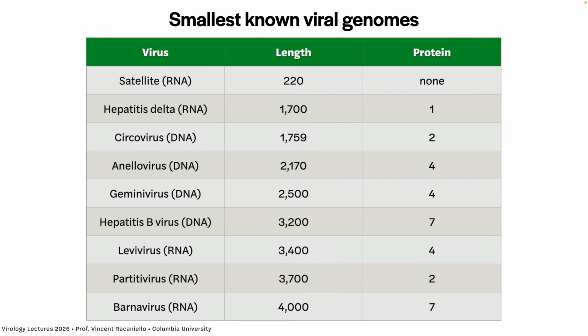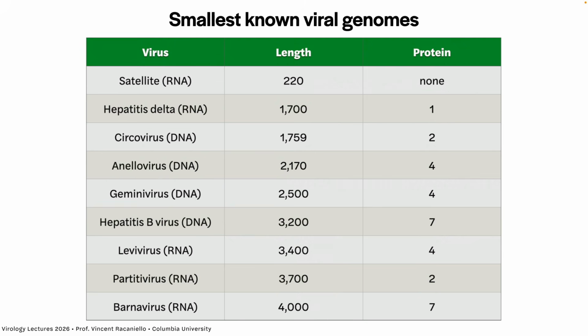The smallest genomes are shown here. The smallest genome is 220 bases of RNA. 220 bases. Can you imagine? It's tiny. It doesn't encode any protein, actually. It actually needs another virus to help it to reproduce, and we'll talk about that later on. Then we have viruses that encode protein. We have hepatitis delta virus, 1,700 bases encoding one protein.